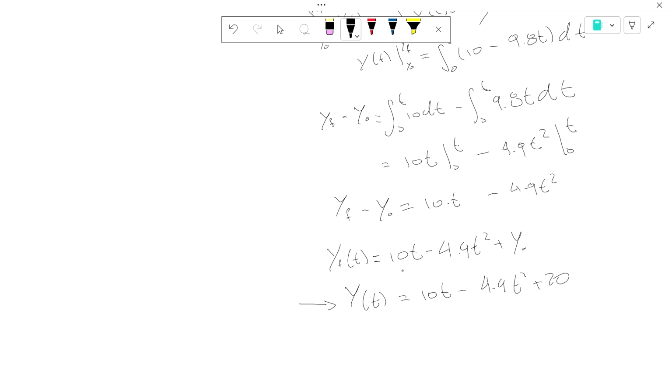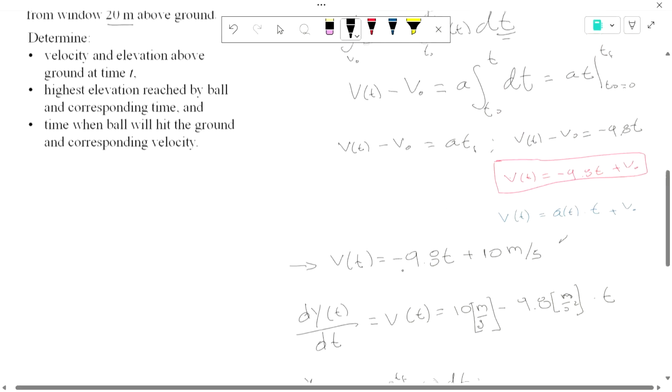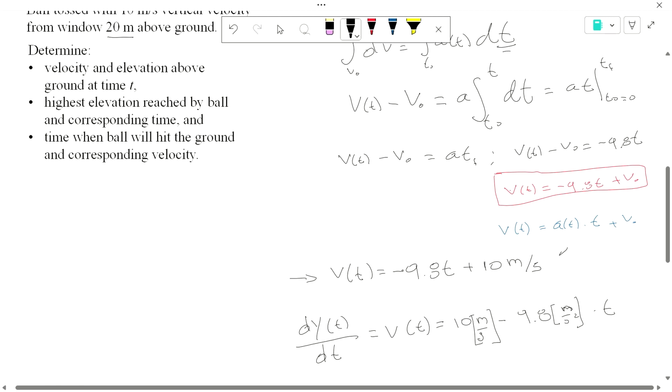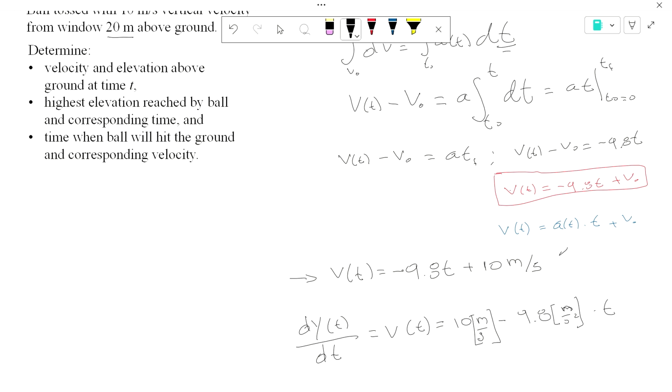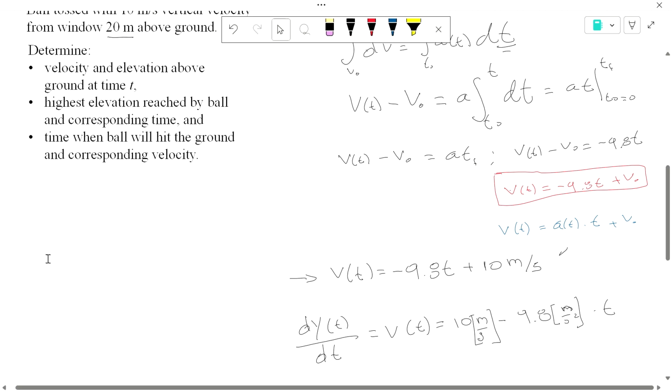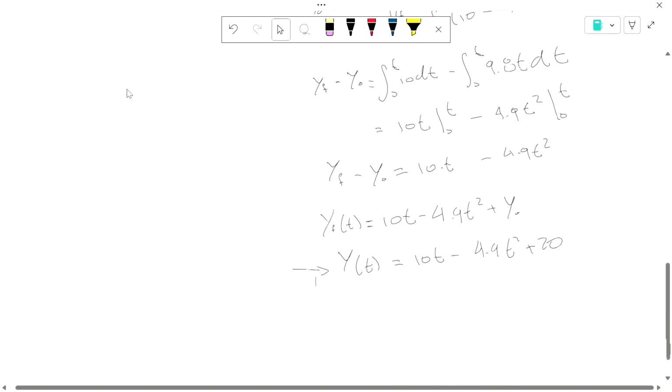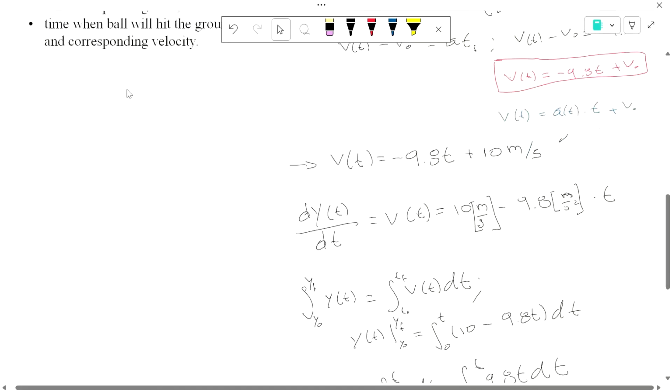All right, so now we're ready to solve the questions here. So velocity and elevation above the ground at time t. That is not very intuitive, that is not easy to understand, but what they're asking is, what is the velocity when it reaches the maximum height, right? What they're trying to say is that from this equation, we're going to say when v equals 0.